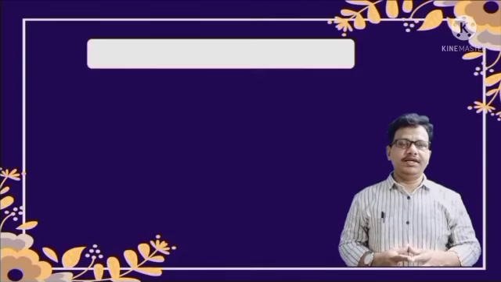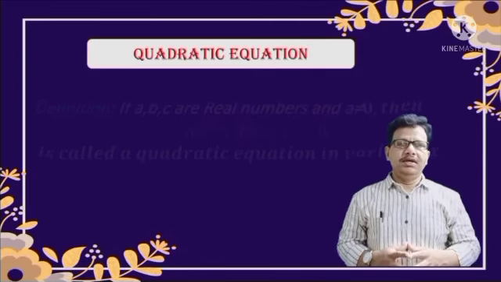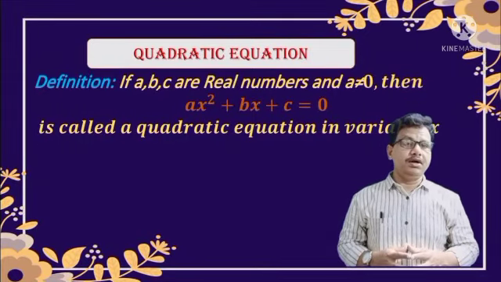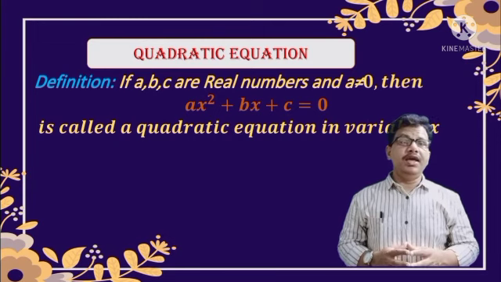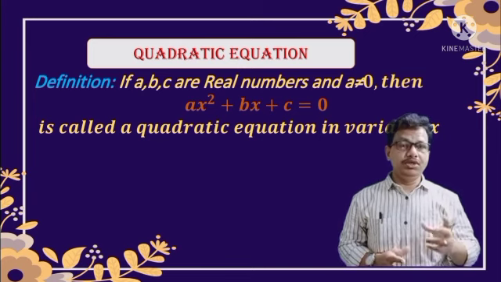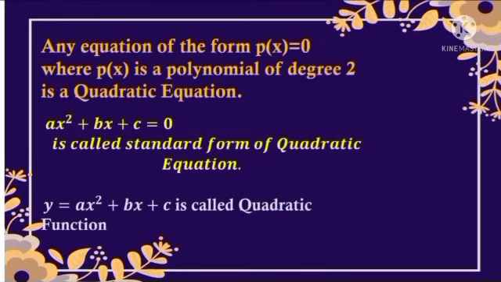What is meant by quadratic equation? Definition of a quadratic equation: if a, b, c are real numbers where a is not equal to 0, then ax² + bx + c = 0 is called a quadratic equation, where the highest power of the variable must be 2. The degree of the variable must be 2. It is called a quadratic equation.